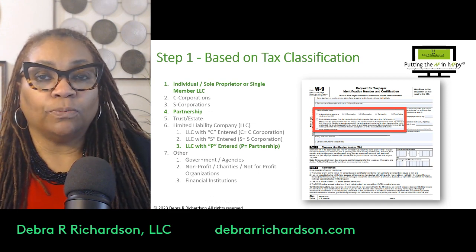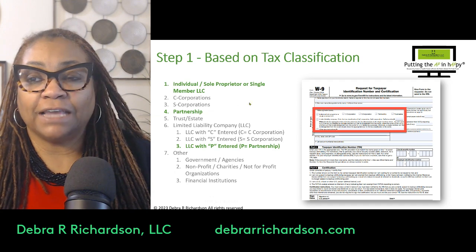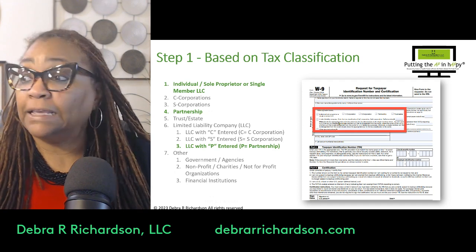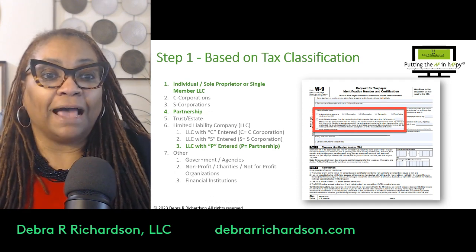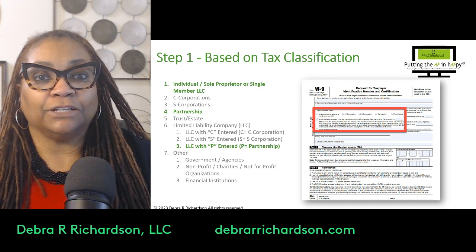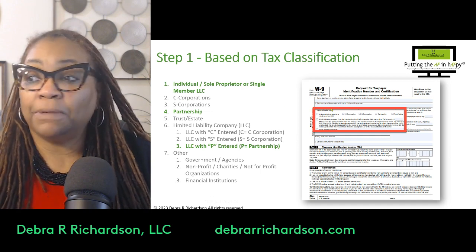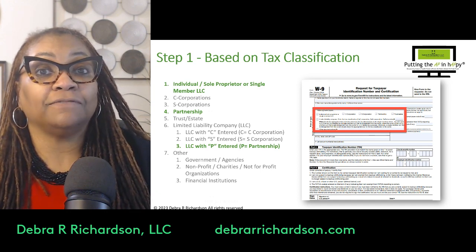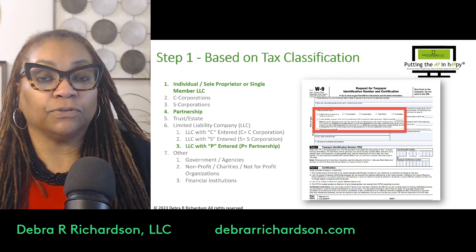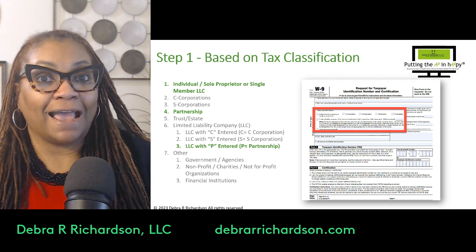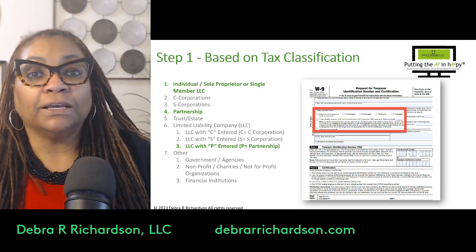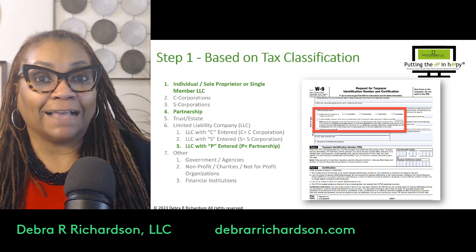The individual sole proprietor or single member LLC, that first tax classification, and then also the partnership is reportable. And then lastly, the limited liability company that chooses to be taxed as a partnership, this one here in the middle, where you also have to have the vendor identify C for C corporation, S for S corporation, or P for partnership, which indicates how they are taxed. So if they select P for partnership, then that is also reportable. So look at whether they are reportable based on tax classification.